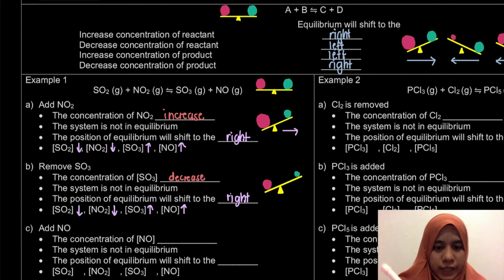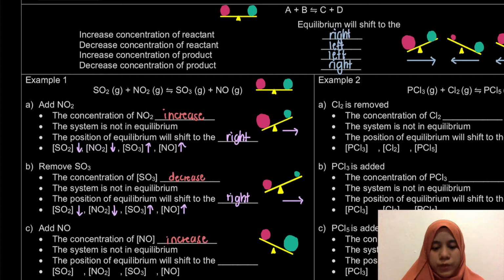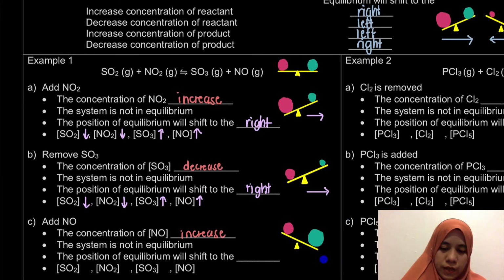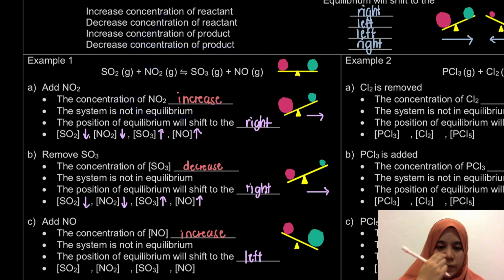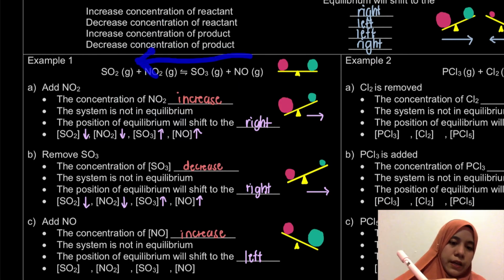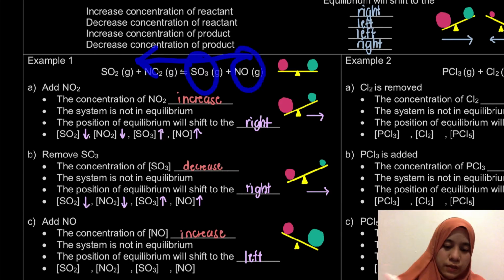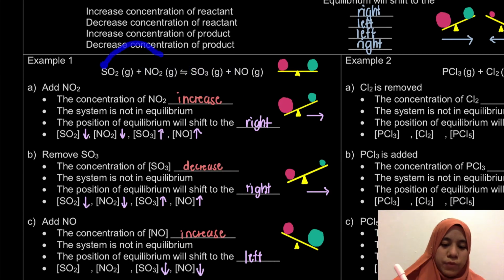Last one, for example number 1 is add NO. So NO is actually our product. So sekarang ni kita nak tambah kita punya produk. So what will happen is that the concentration of NO akan increase. Okay, the system is not in equilibrium. So sekarang ni dia nak shift to the right ke shift to the left. So just to make it balance, kita nak dia shift to the left. So bila kita shift to the left, so it means that produk ni jadi reactant lah. Di sini sini. So, from here, so produk jadi reactant dekat sini. So, SO3 dengan NO ni yang berkurang. Tapi, SO2 dengan NO2 ni bertambah. So, that's for example number 1.